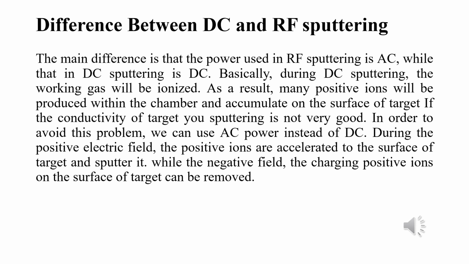Now here I am going to discuss the difference between DC and RF sputtering. The main difference is that the power used in RF sputtering is AC, that is, alternating current, while that in DC sputtering is DC, direct current.